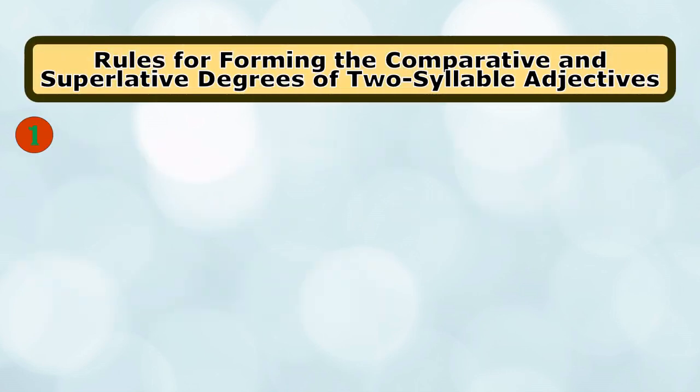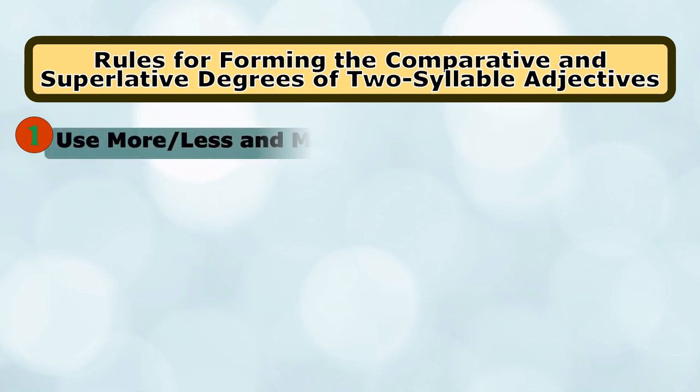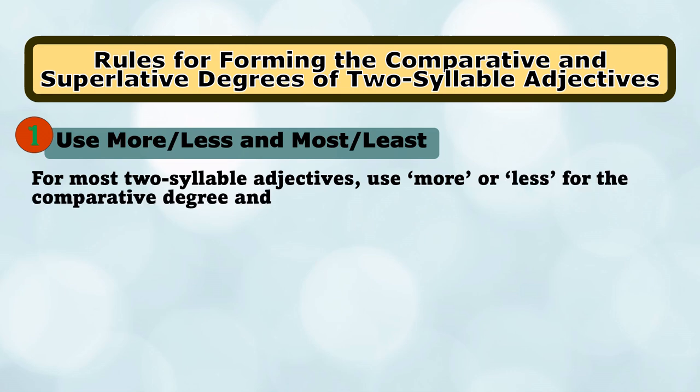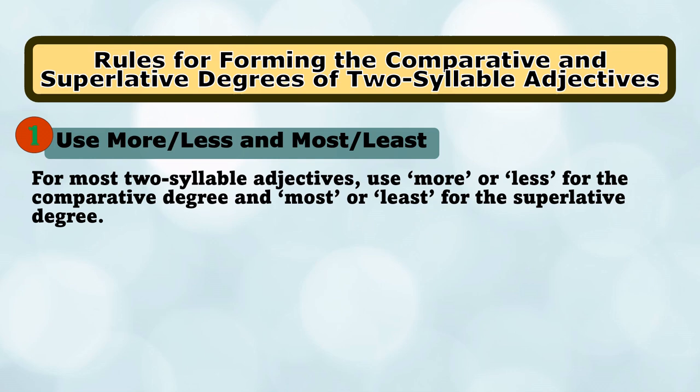Rule number 1. Use more, less, and most, least. For most two-syllable adjectives, use more or less for the comparative degree, and most or least for the superlative degree. Let us look at some examples.